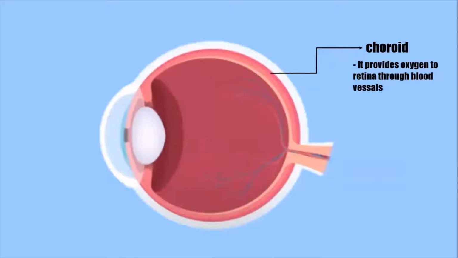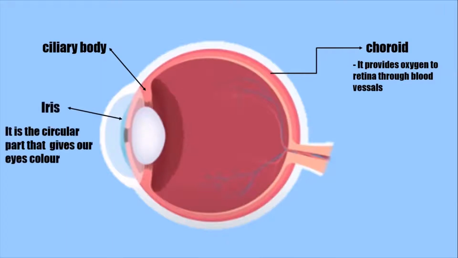Then our next part is the ciliary body. These triangular muscles are known as the ciliary body. The ciliary body helps in holding the lens. Then this dark blue part is known as the iris. The iris is a circular part that gives our eyes color. And it not only gives our eyes color but also controls the amount of light entering our eyes.